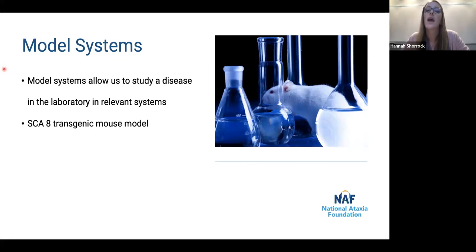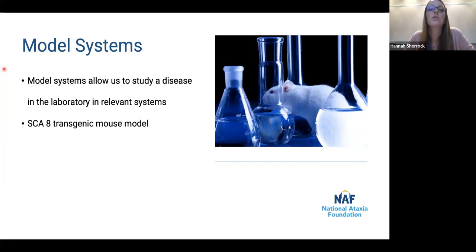And so for SCA8, we have a really wonderful transgenic mouse model that demonstrates various symptoms. So these mice show alterations in their movement and their balance, and that's something that we can measure in the laboratory to see how they're moving and how they're behaving. And we can use that as a readout if we're doing therapeutic studies, for example, to assess if any of the treatments that we're using are improving those behaviors in the mice.